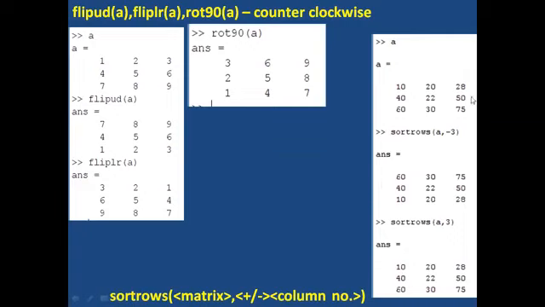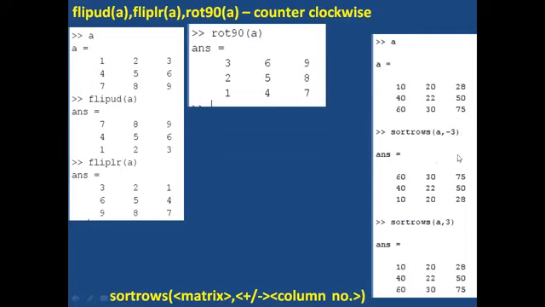So example, A is given like this. I am using sortrows A comma minus 3. A, this matrix or array, and 3 indicates the third column, minus indicates the third column maximum to minimum. So what is the maximum value here? 75. So the third row will come first. And this is the second value, it comes second. And this is the lower value, it comes third. So this is sortrows A, minus 3.